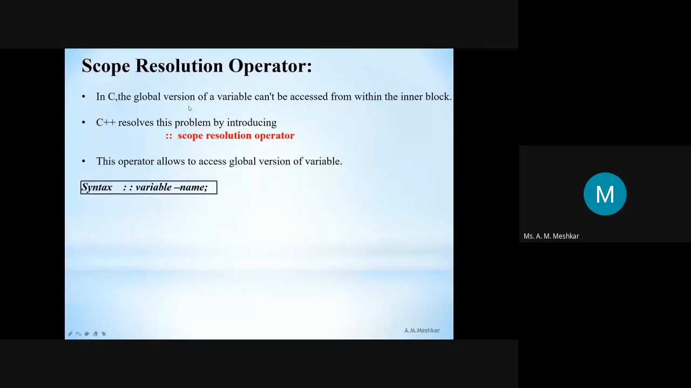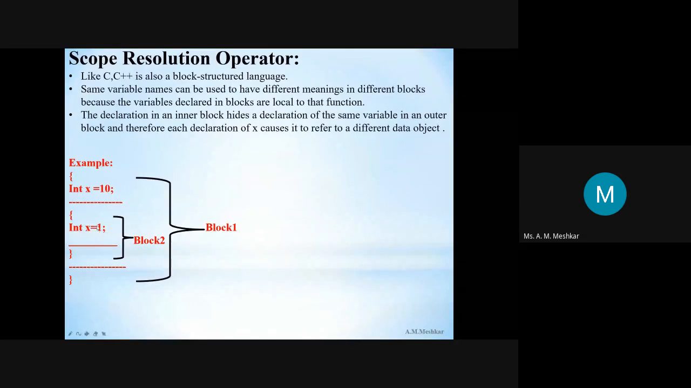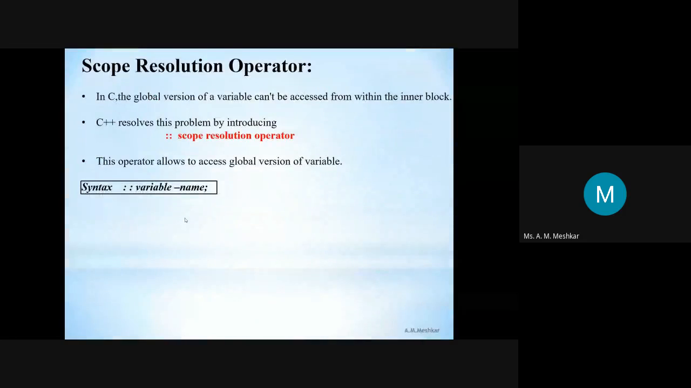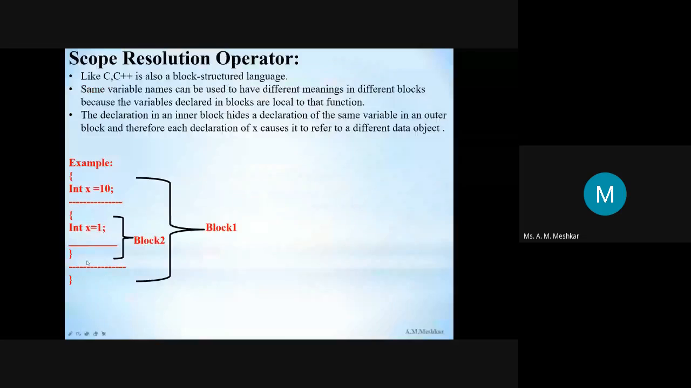What does the scope resolution operator do? This is the local version of the variable x: in this block the local version of x is 10, and in block 2 the local version of x is 1. In C, the global version of a variable can't be accessed from within the inner block. If you want to print 10 for x inside this inner block, can that be done? In C it can't. However many times you print x here, it will always print 1. If you want the value of x printed as 10, meaning you want to access this value inside this block, it can't be done in C, but it is possible in C++, with the use of this scope resolution operator.